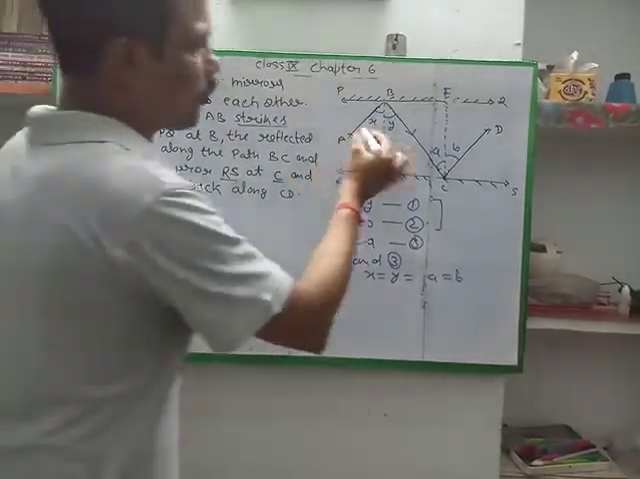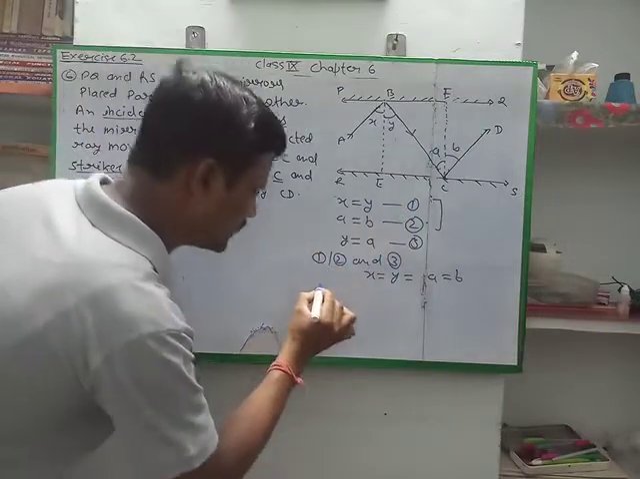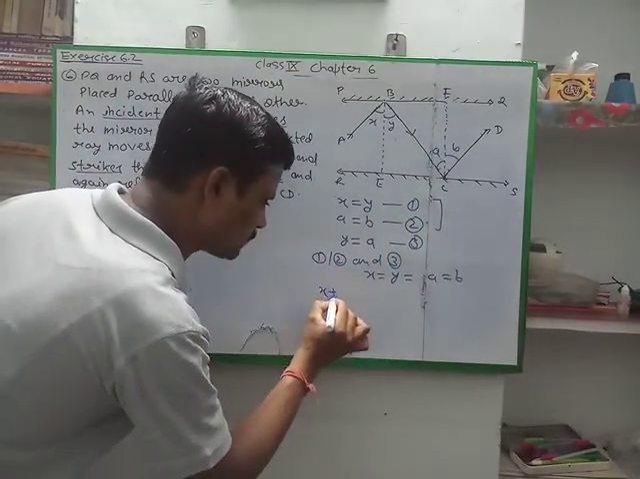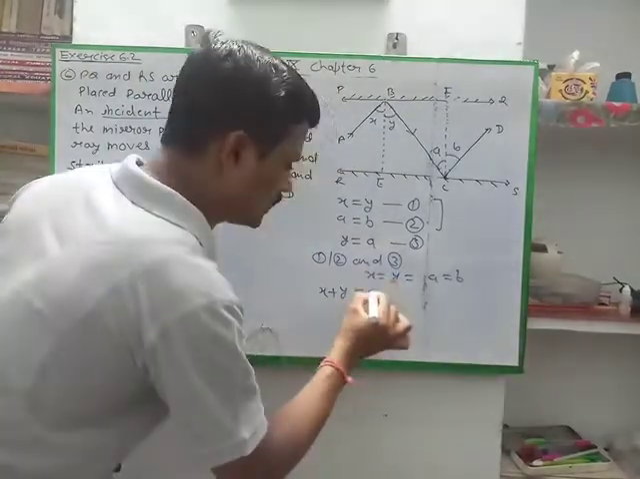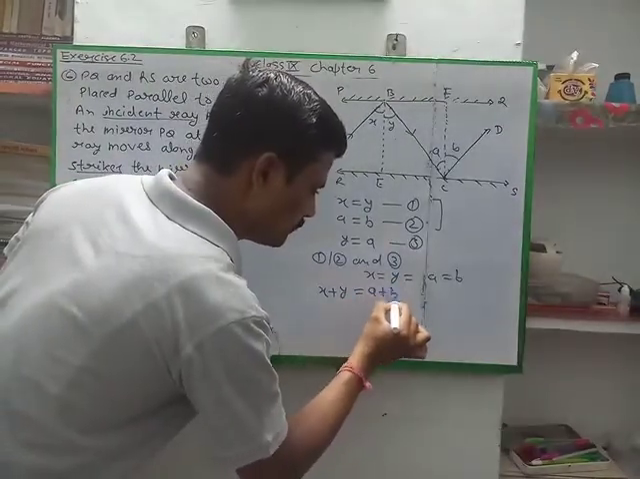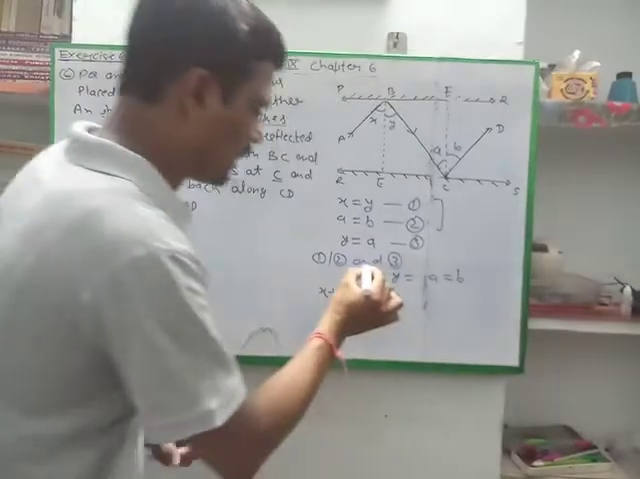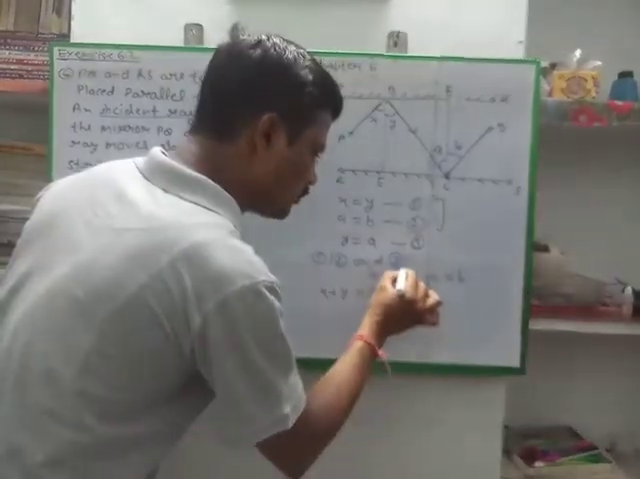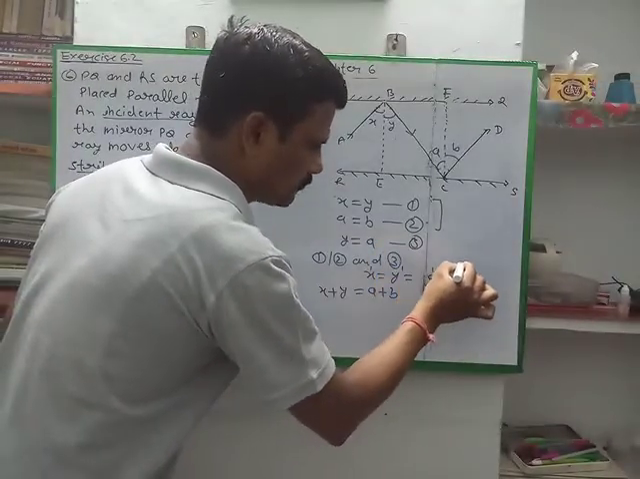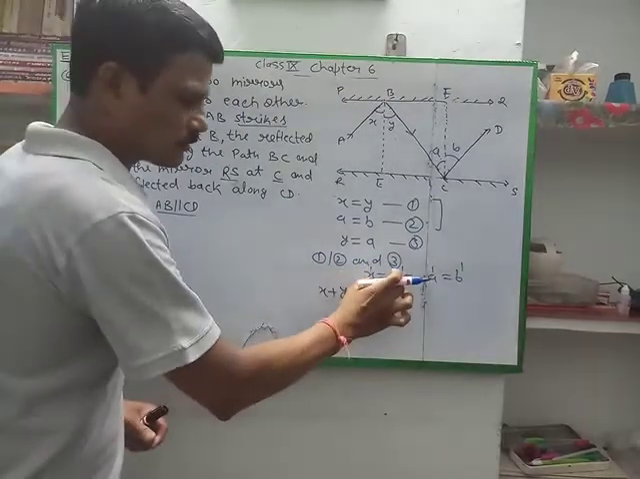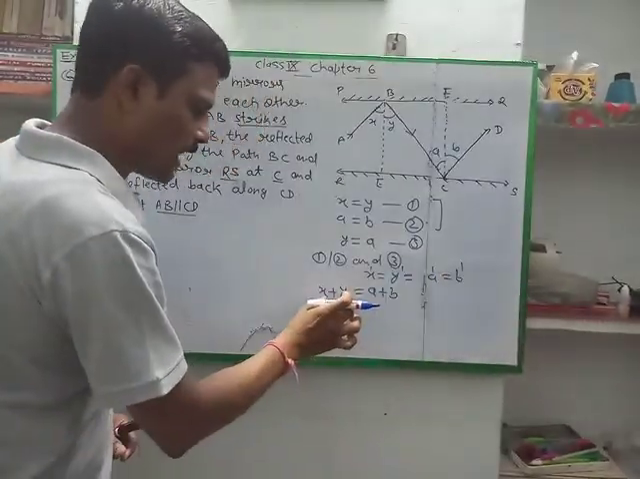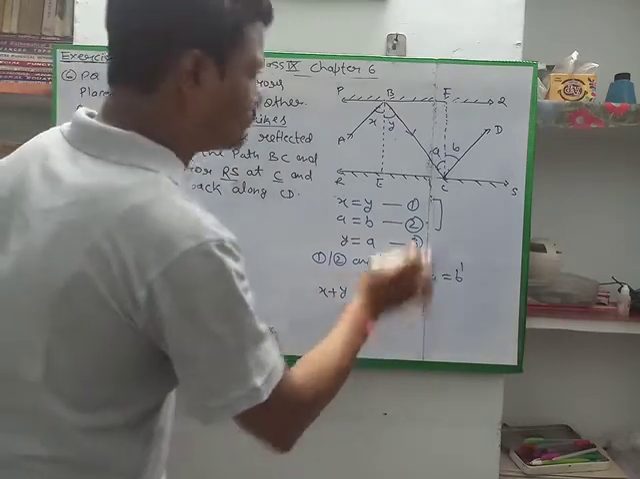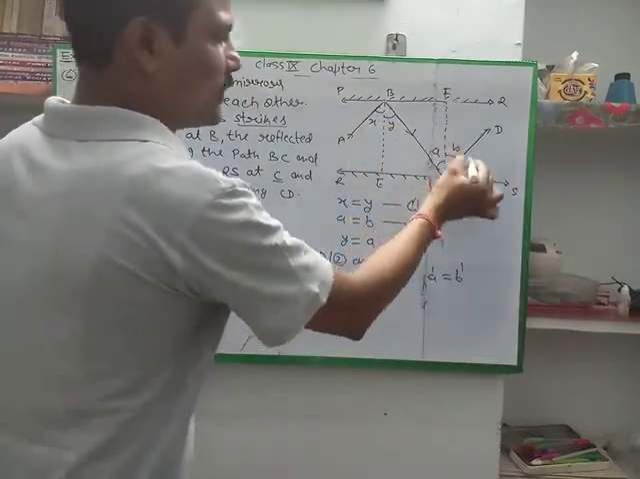Now if four angles are equal, then we can say if we add X plus Y, X plus Y is equal to A plus B. Suppose the value of X is 1 and the value of Y is also 1. So this will also be 1. So when we add X plus Y, this is 2. A plus B, this is also 2. So you can write down X plus Y is equal to A plus B.